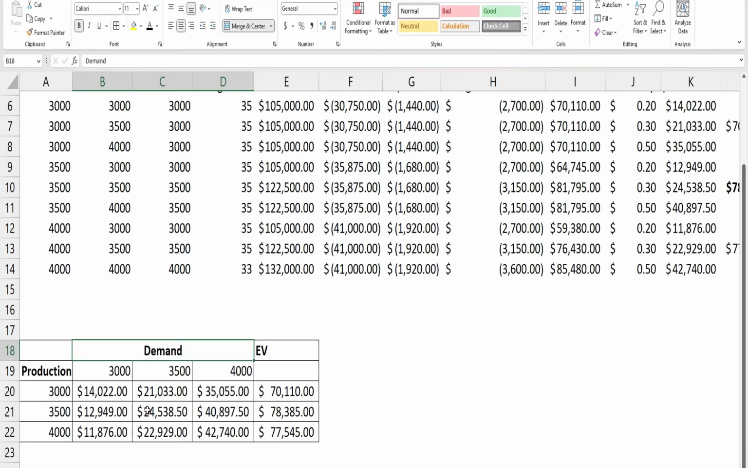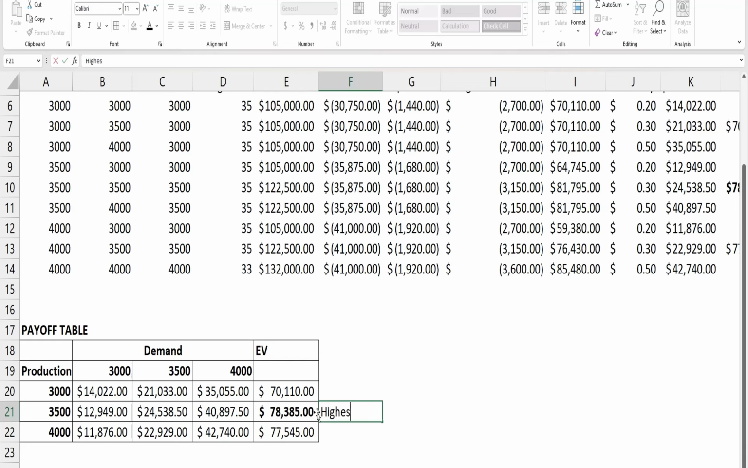Yes, so now it looks like a payoff table, right? So you can give the heading "Payoff table", so it's very clear, which is good for the examiner to mark. So we will make this bold and this as well. Now, out of these expected values, this one is giving the highest profit, so we will write down here "highest profit". So we will go for the production of 3500 units of protein powder.